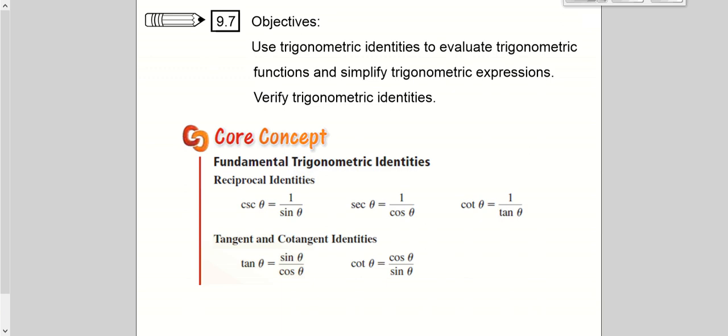This is lesson 9.7. Our objectives: use trigonometric identities to evaluate trigonometric functions and simplify trigonometric expressions. Also, verify trigonometric identities.